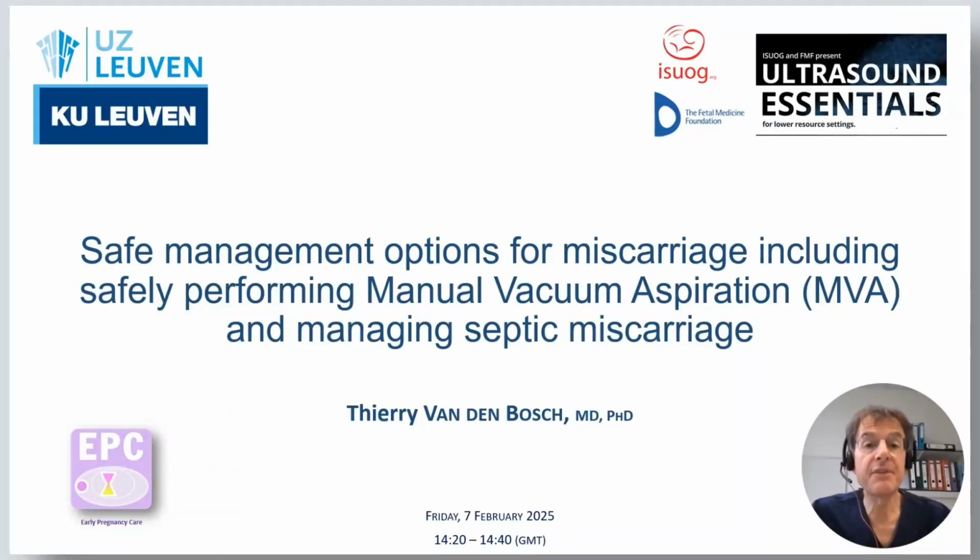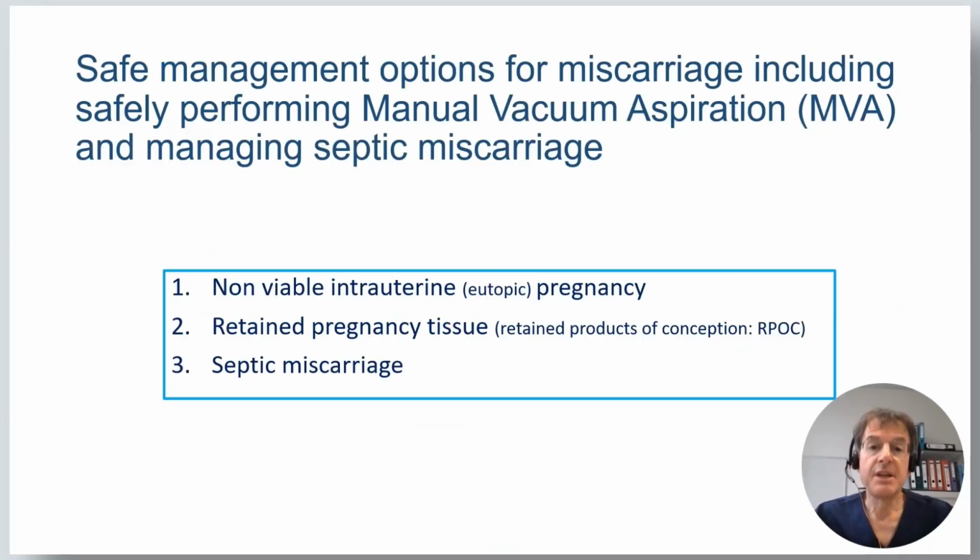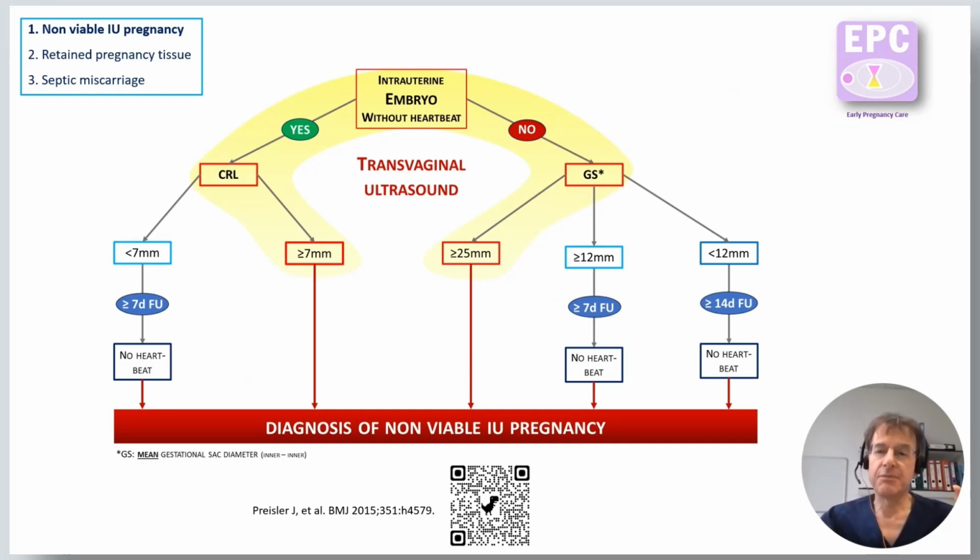Hello. I will say some words about the management of miscarriage and septic miscarriage. I will first talk about the non-viable intrauterine pregnancy, the miscarriage, and then say some words on retained pregnancy tissue, and end with a few words on septic miscarriage. So first, talking about a non-viable intrauterine pregnancy, the first and important thing is to make the right diagnosis and to be sure that it's a miscarriage before you treat it, obviously.